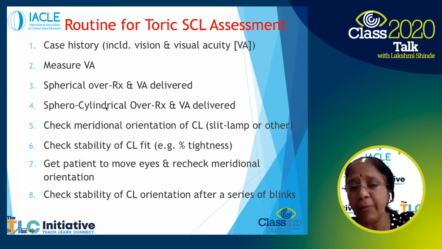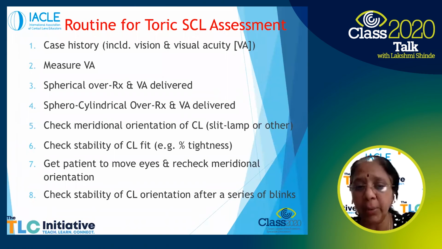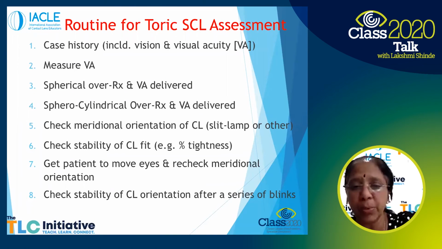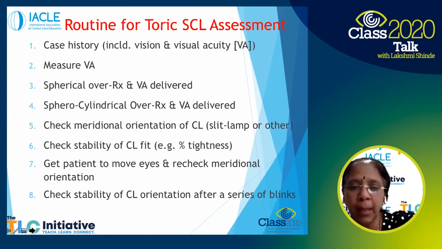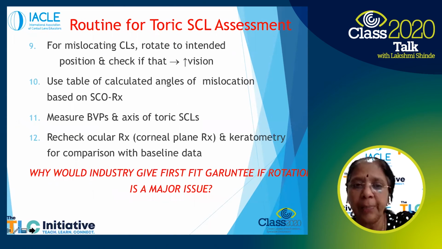So on the trial frame or on the phoropter, you can show what the difference is between a spherical equivalent and the exact prescription. And in many cases, the patient prefers to go in for a toric contact lens rather than just a spherical equivalent, even if the cylinder power is just 0.5 or 0.75. And you check the movement and the stability of the contact lenses. If the lens is mislocating, then you have to compensate for the rotation and order the final contact lenses.